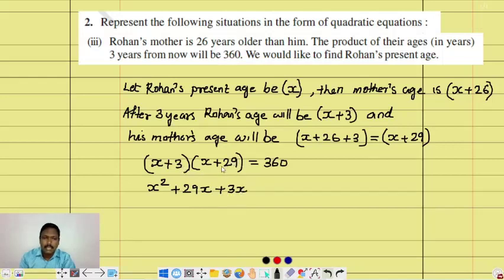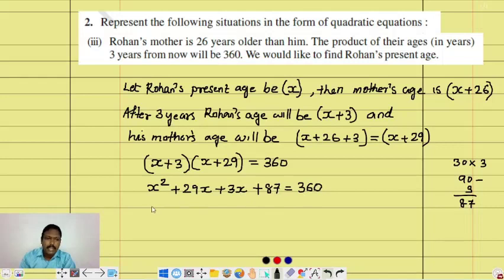What is 3 into 29? An easy way we can do it like this: 29 we take as 30. So 30 into 3 is 90. From 90 you can subtract 3, so it will be 87. Mental calculation you can do this one. So it will be plus 87 is equal to 360.